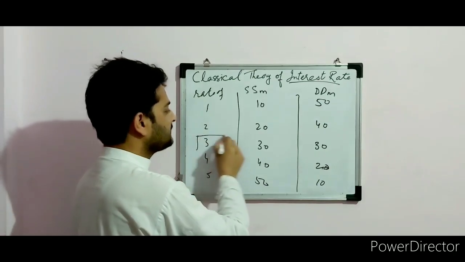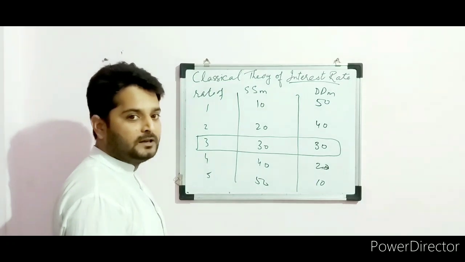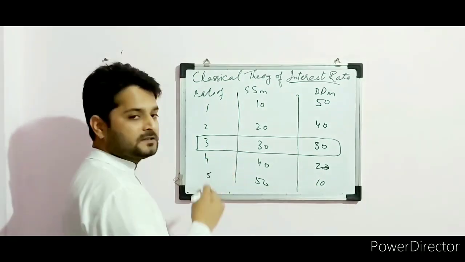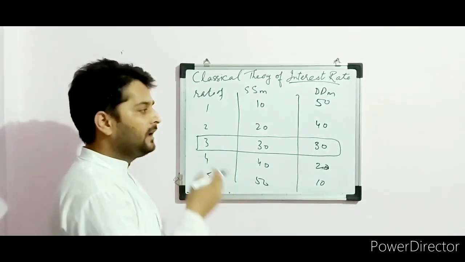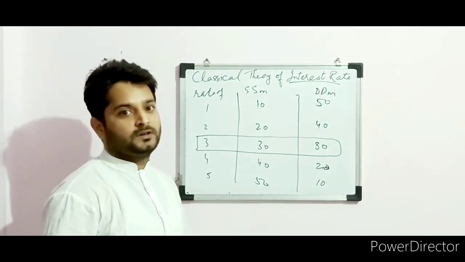So this is the rate of interest where the demand for money and the supply of money are equal. This is our equilibrium interest rate, and this is how the classical theory of interest rate explains the interest rate.